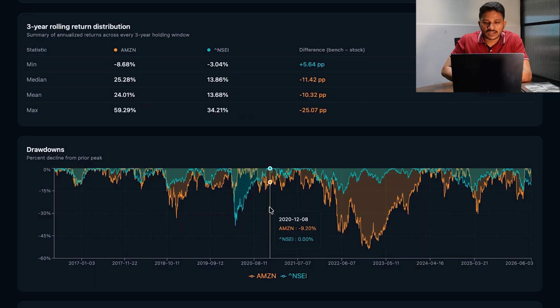And of course, this rolling return comes with commensurate drawdowns. And here you can see the blue line, which is Nifty 50, has much lesser drawdowns apart from the aberration here in 2020 during the COVID time. Apart from this, Nifty 50 has stayed very low in terms of drawdowns compared to a single stock like Amazon.